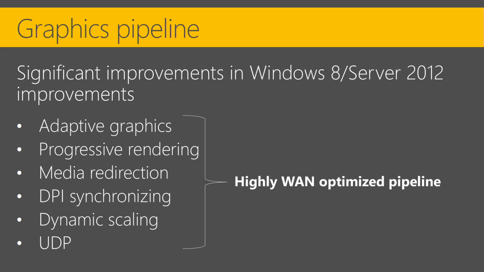So we're talking about that. Let's talk about our graphics pipeline. We've made significant investments in Windows 8 and Server 2012. A lot of people are using other products such as Citrix and don't know the changes. They've only experienced Remote Desktop as it was in Windows 7 or 2008, and they didn't try or get an understanding of all the things that we added in Windows 8 and Server 2012 R2. We've made vast improvements in our graphics pipeline, and we're continuing to make investments in those pipelines.